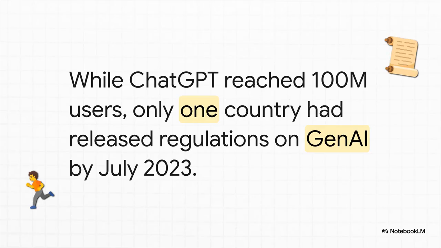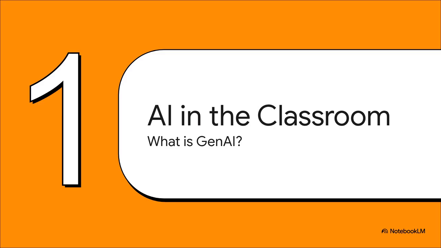But here's the thing, all of that crazy growth, it happened with basically no rules. The tech is just moving at lightning speed, way faster than any laws or school policies can keep up. And that leaves teachers and students like you trying to figure it all out on your own. So what is this technology that's completely changing the game for education? Let's get a really clear definition.